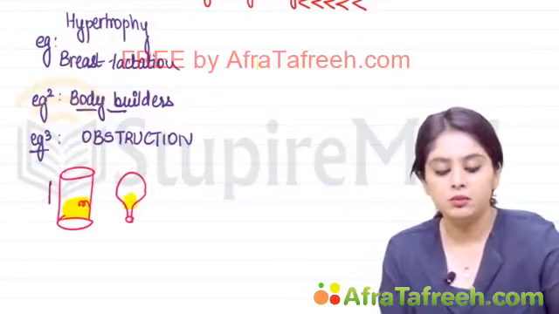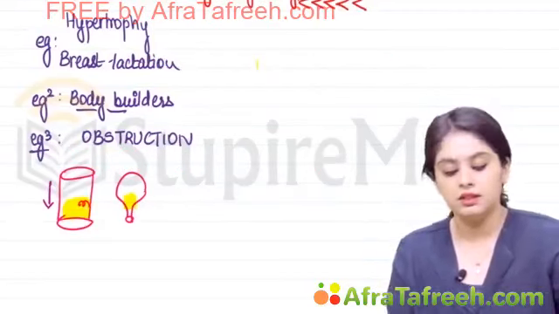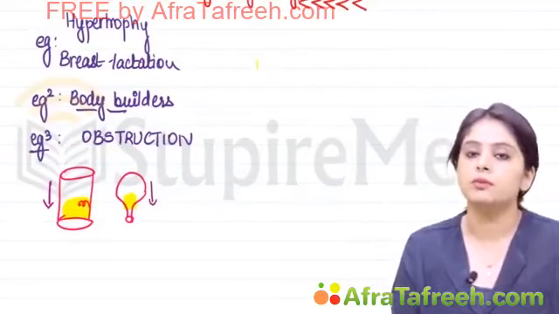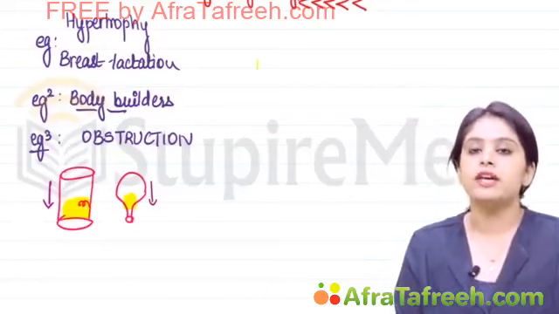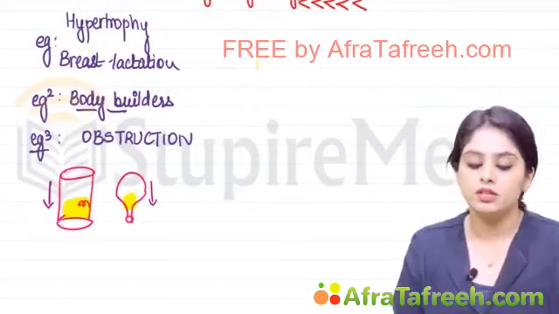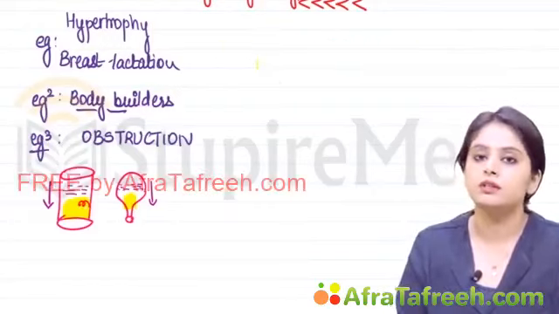Will the food be able to pass through the lumen? No, because there is an obstruction. Will the urine be able to pass through this urinary bladder? Again, no, because there is obstruction. So where is all the food and all the urine accumulating? Proximal to the obstruction. Just above this, we are going to have a lot of food particles. Above this, we are going to have all the urine.